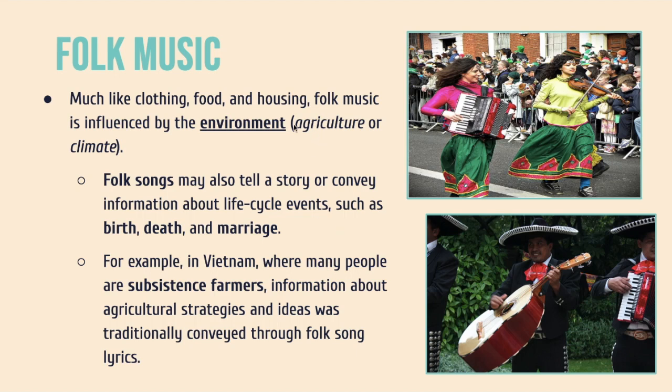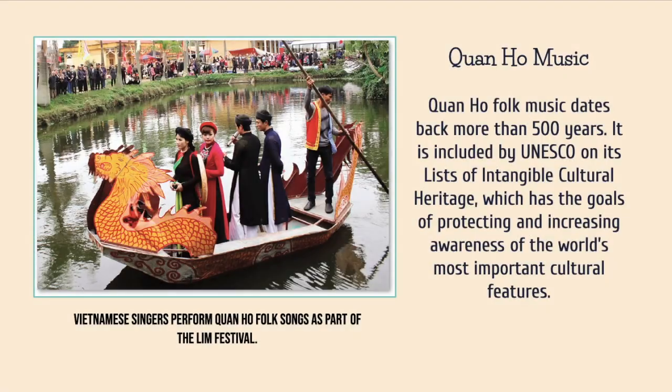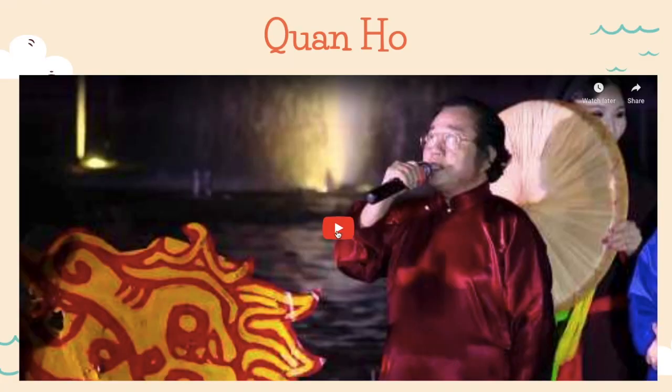We also see how agriculture can be connected through a Vietnamese type of music that I'm going to show you in a second. So in Vietnam, a lot of people are subsistence farmers. They are living off of the land that they farm. And so what they've done throughout the years is use this type of music called Quan Ho to actually pass along tips and technology associated with farming. They're passing along farming strategies and techniques. And so I've got a short video here just to show you what this sounds like and what this ritual looks like.